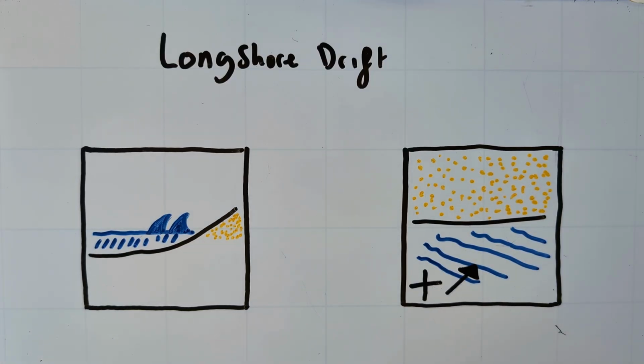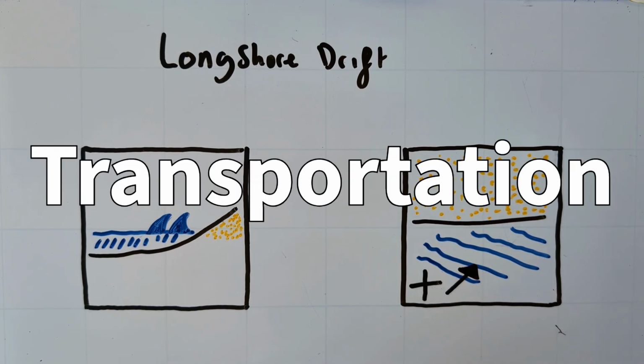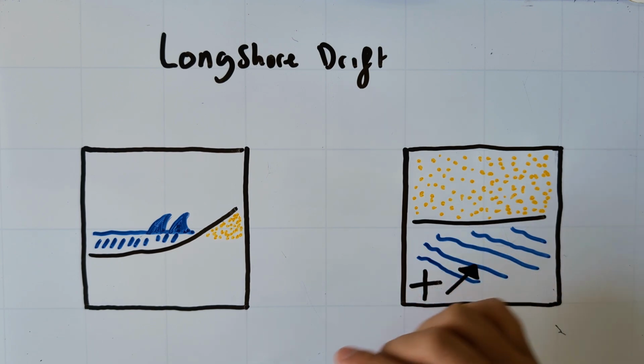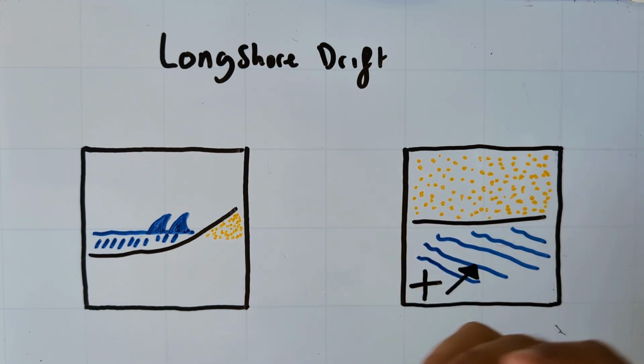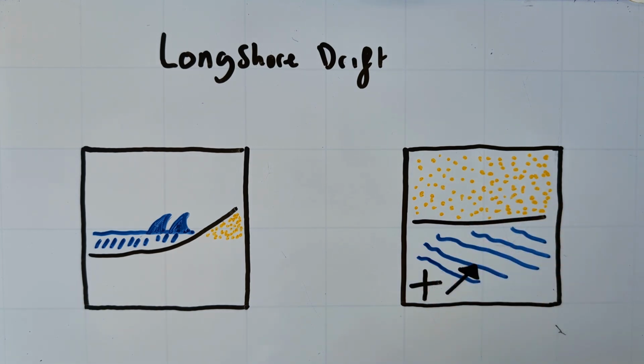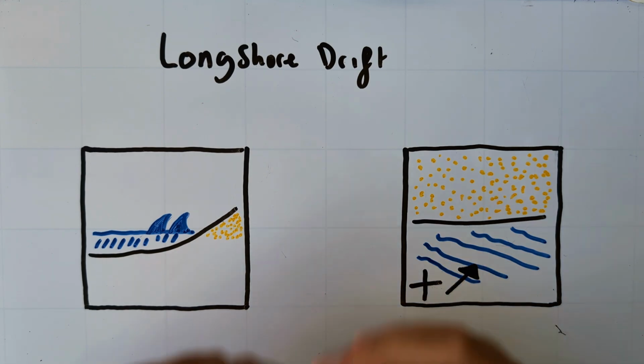All right, so let's talk about longshore drift. This is a process of transportation. Again, it's a very, very common type of exam question, and it's a process. So think of it in step by steps. You need that key vocabulary as always, if you're going to be able to answer this question and get the marks. So let's talk about it.